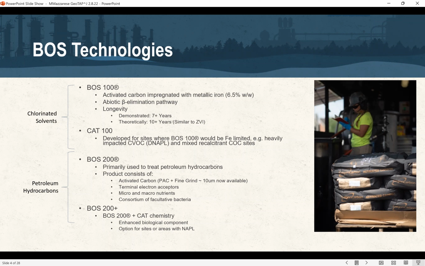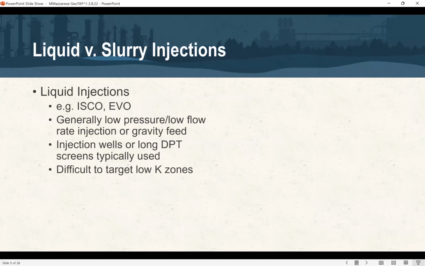That consists of, besides activated carbon, terminal electron acceptors, so sulfate, nitrate, nutrients, as well as bacteria. And BOSS 200 Plus is a modified version of BOSS 200 that combines some of that CAT chemistry. We're using this primarily on sites that have really high concentrations, definitely NAPL, and over the last few years we've been transitioning some of our BOSS 200 sites to 200 Plus ever since the CAT 100 technology was developed. So that's really it from a technology standpoint.